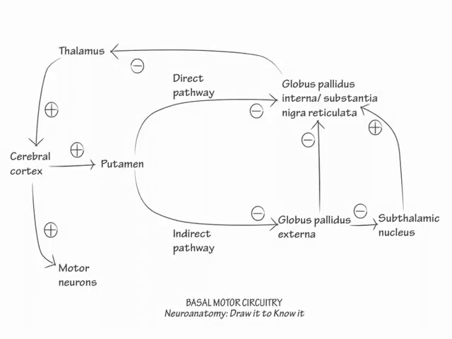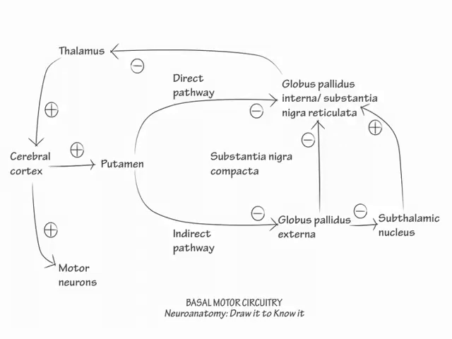Lastly, we need to account for the substantia nigra compacta, because Parkinson's disease results from a loss of dopaminergic cells within the substantia nigra compacta. The substantia nigra compacta serves to energize movement. It excites the direct pathway and inhibits the indirect pathway through the different dopaminergic receptors in the putamen.